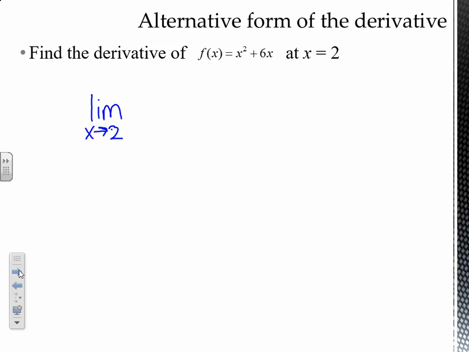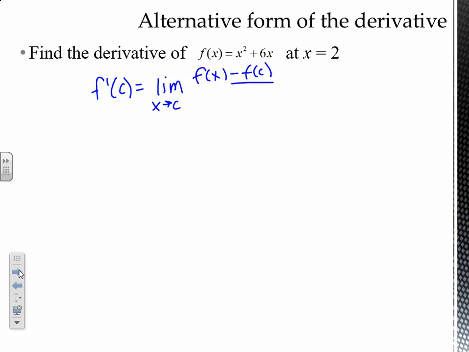Okay? Let me just write that definition down so we know what we're modeling. F prime of c is the limit as x approaches c of f of x minus f of c all over x minus c. Here again, slope, right? The limit as we approach our slope. So f prime of 2 is going to be the limit as x approaches 2 of f of x minus, what is our function evaluated at 2?